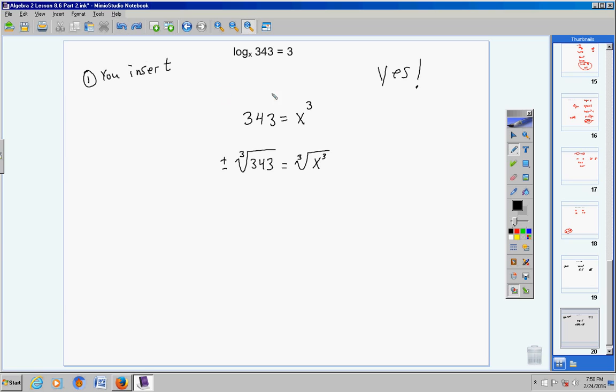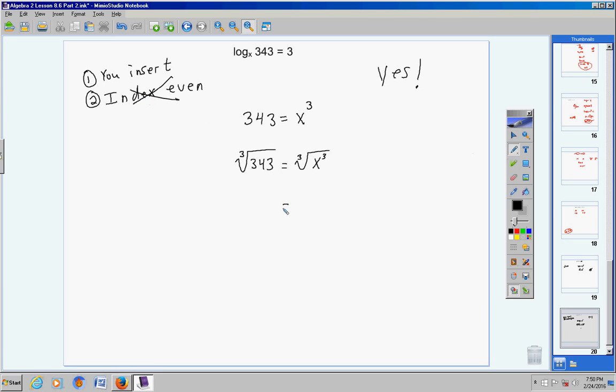That was not there in the original problem. But there has to be something else too, though. Both of these have to exist. The index has to be what? Do you remember? Even. And your index is what? Odd. So no, you do not put plus minus. Both of these scenarios have to be true, and this one here was not. Did you insert the radical? Yes, you did. But was the index even? No, it's not. So here we go.